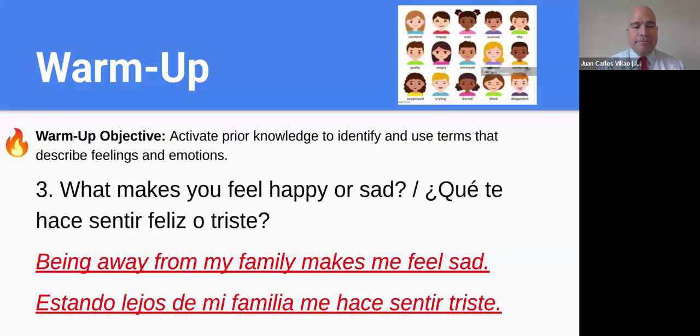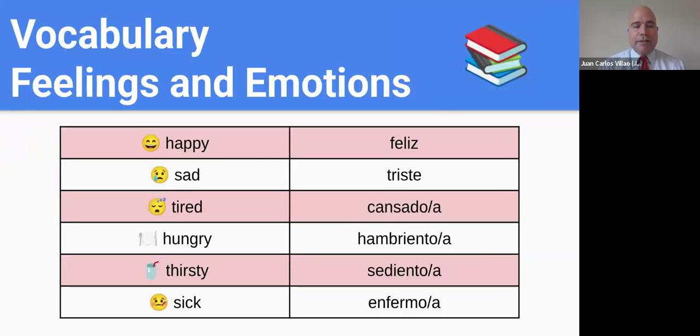That's number 3. And we're going to go ahead and discuss and go over some vocabulary words relating to feelings and emotions. We came across in the warm-up fine, fantastic, happy, and sad. Now we're going to see some more in this list of vocabulary words. And there's an emoji for visual support, as well as the translation in Spanish for Spanish speakers.